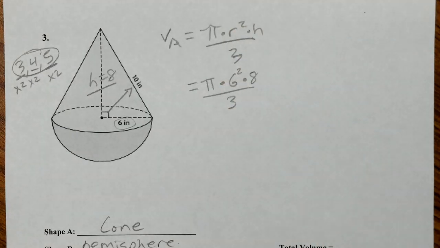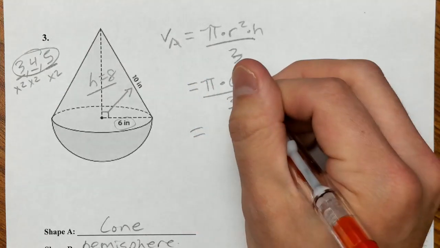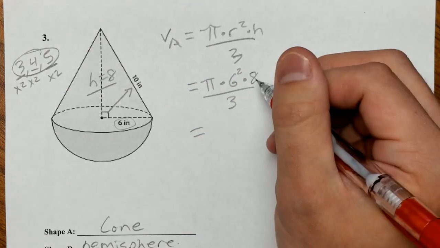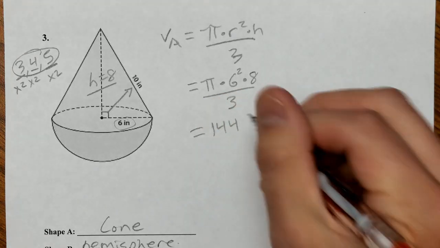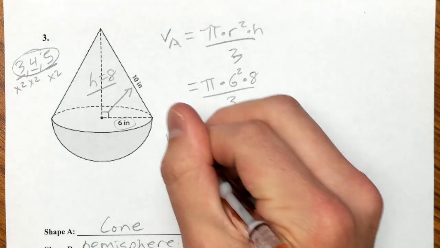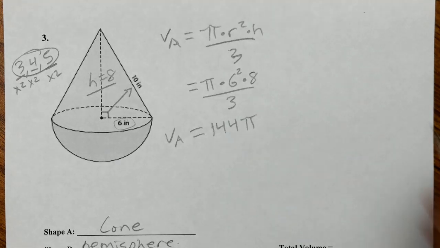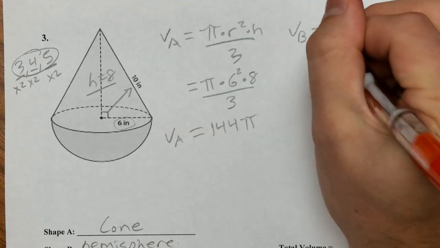Okay, so to leave this in terms of pi, I'm just going to do 6 squared times 8 divided by 3, and that's going to give me 144. Since I didn't calculate the pi in, I need to attach that pi symbol. Okay, so now since I found volume of shape A, I'm going to find volume of shape B.